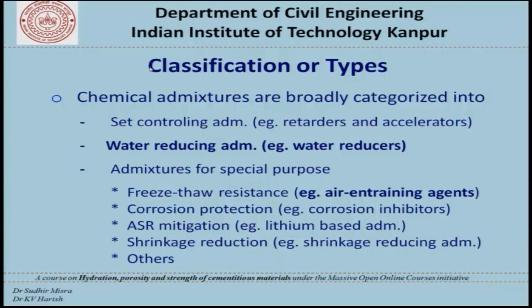Classification or types of chemical admixtures. Chemical admixtures are broadly categorized into set controlling admixtures, water reducing admixtures and admixtures for special purpose. Set controlling admixture examples are retarders and accelerators. Water reducing admixture example is water reducer, and for special purpose we have different categories of chemical admixtures.